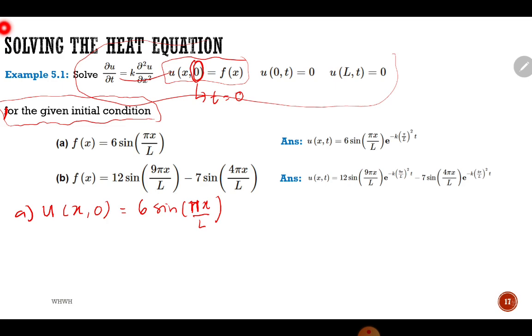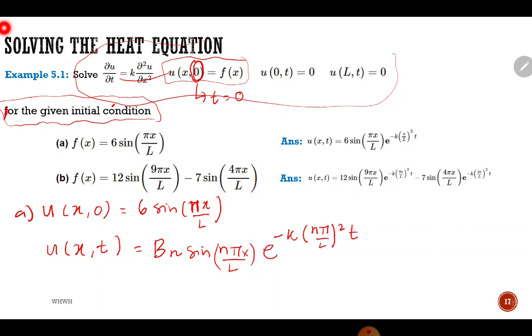Before this, in example 5, we already have the solution, right? Our general solution, u at t equals to bn sin n pi x over L, e the power of minus k n pi over L square t. Betul? This is a solution that we get from example 5.